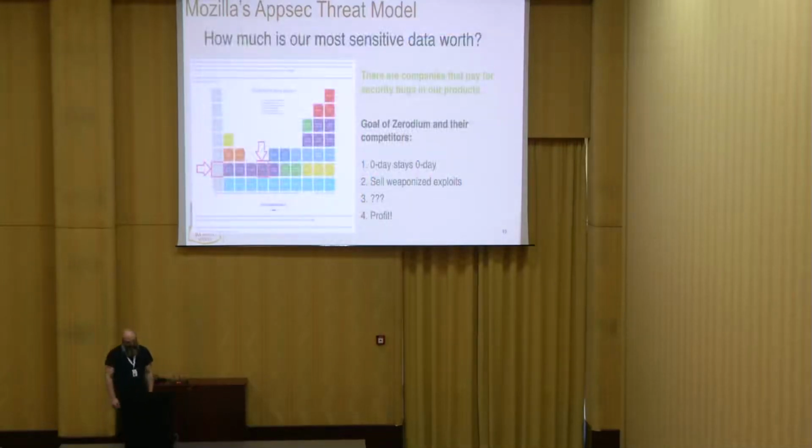And so also, what's our most sensitive data worth? There are companies out there. We have a web bounty program and a bug bounty program. And there are companies that pay for security bugs for our products, and sometimes more than we do. You can't see it here, but Zerodium pays about $20,000, for example, for certain types of Firefox bugs. We can't really match that, never will.